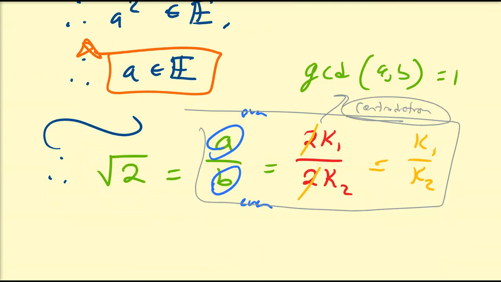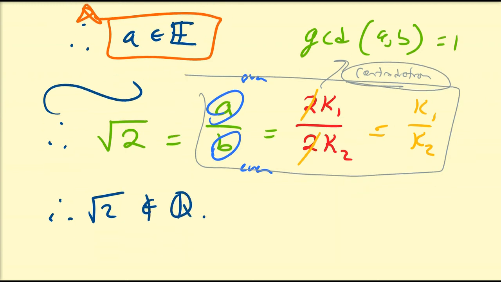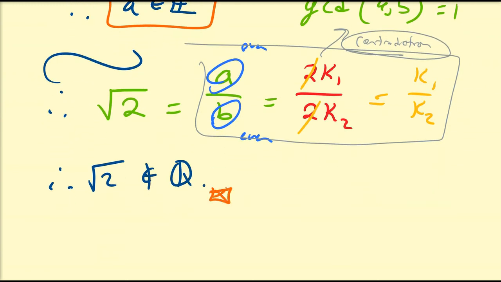Since we have a contradiction on something that we know is true, that means the premise of our proof by contradiction is false. That means the square root of 2 cannot be represented as the quotient of integers, so the square root of 2 is not in the set of rational numbers, which concludes our proof. So that's just a very easy proof by contradiction that the square root of 2 is not rational.